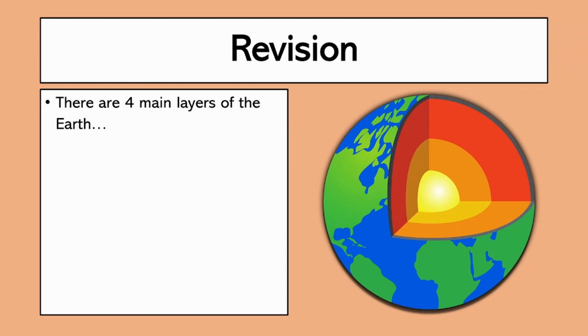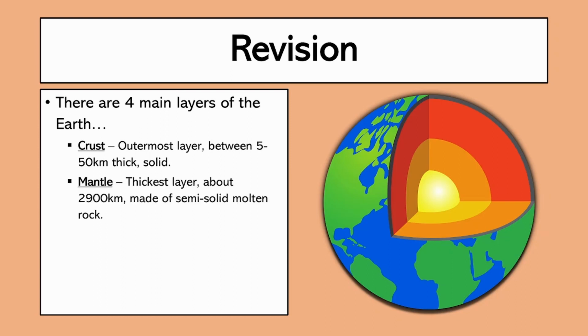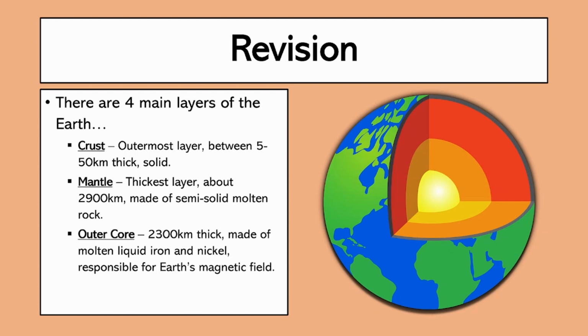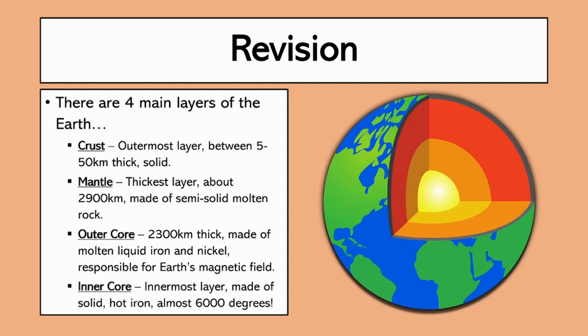So, a little bit of revision, reminding ourselves of the last earthquake video. There are 4 main layers of the earth. We've got the crust, which is the outermost layer. It's between 5 to 50 kilometers thick and it's solid. We've got the mantle, which is the thickest layer. It's about 2,900 kilometers thick and it's made of semi-solid molten rock, so pretty much solid. We've got the outer core, which is the 3rd layer. It's about 2,300 kilometers thick. It's made of molten liquid iron and nickel, and it's responsible for Earth's magnetic field. And then we've got our inner core, which is about 6,000 degrees Celsius, and it's nice, hot, and solid.